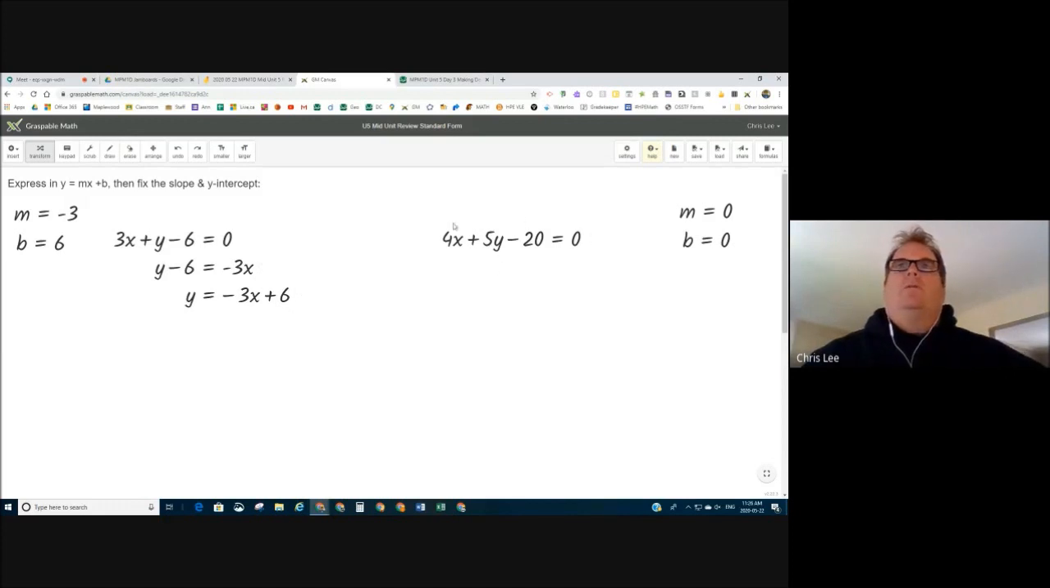That becomes really important when we do this question here. It's very difficult to predict what the slope is when it's in this form. Okay, and a lot of people guess that it's 4, but it's not 4.